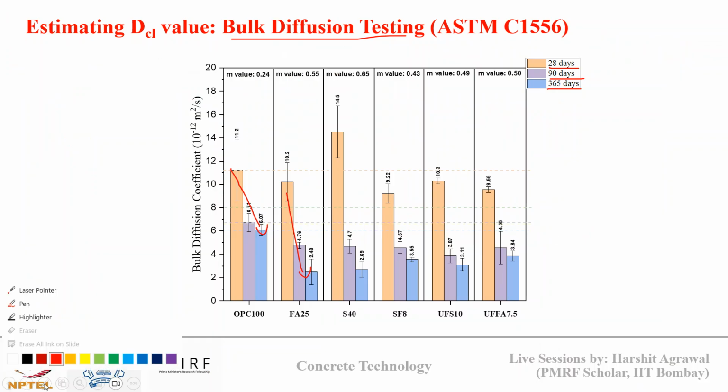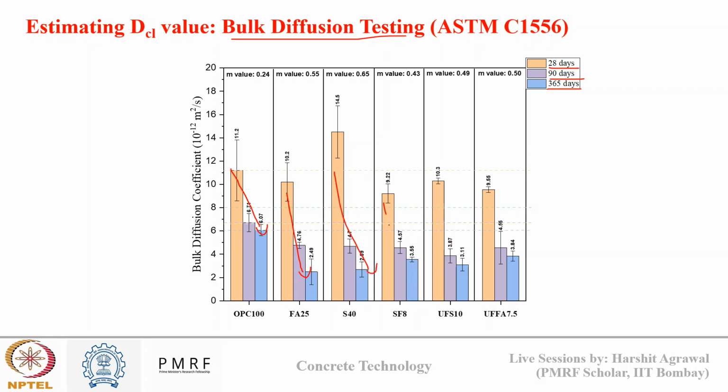Okay. So what I am saying here is that as we increase the exposure period, we can see that the diffusion coefficient is dropping in all the cases. Why? Because concrete is densifying as the hydration age is growing. So that is slowing down the ingress of chloride ions.